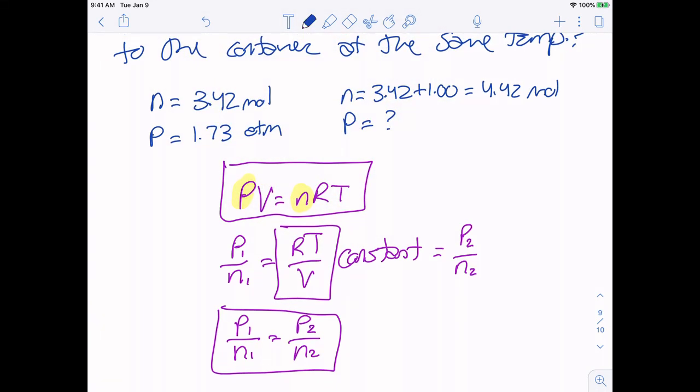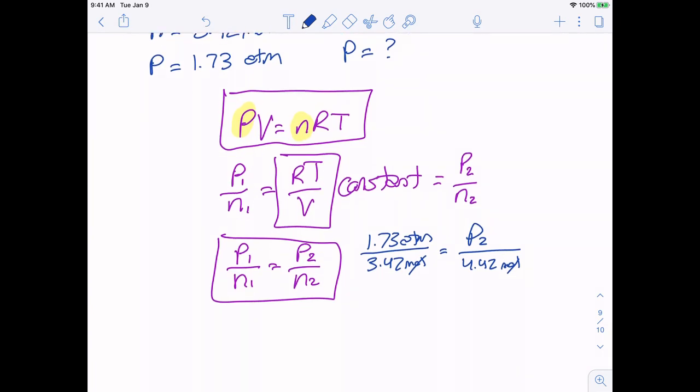So P1, 1.73 atmospheres over 3.42 moles, that's N1. That's equal to my new pressure, P2, my unknown, over 4.42 moles. Those moles will cancel, and we'll be left with atmospheres for our units. So 1.73 divided by 3.42, multiplied by 4.42, and I get that my new pressure is 2.24 atmospheres.